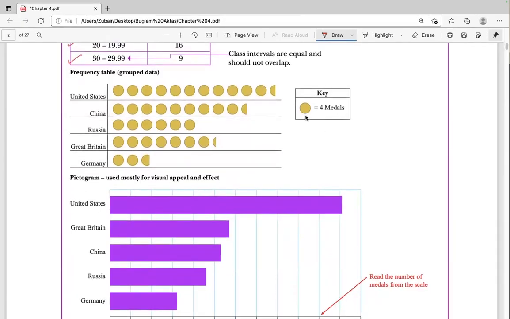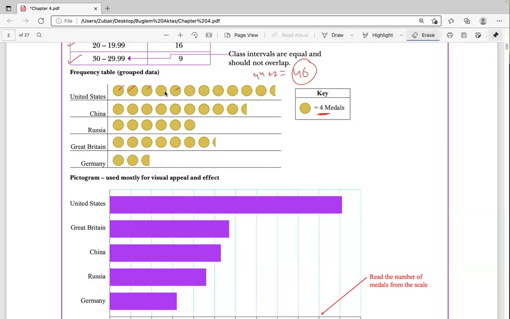The key shows that one circle means four medals. So I know that there are 11 circles. 11 times 4 is 44, plus half of the circle should be 2. So these are 46 medals. Getting it? So this is a pictogram. And again, it depends.